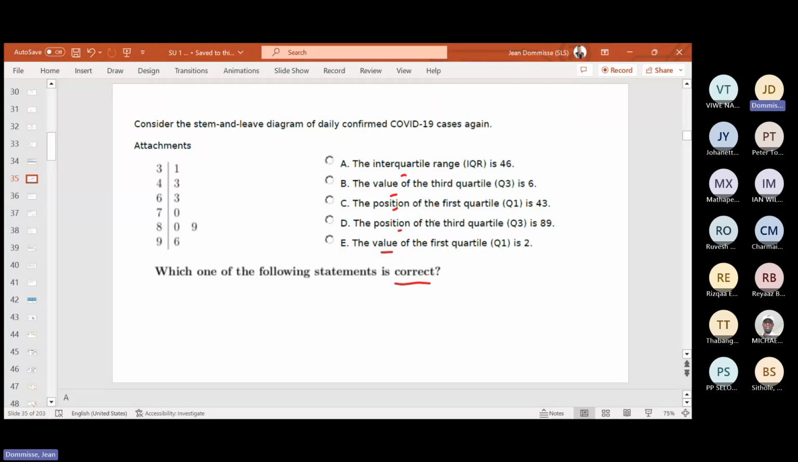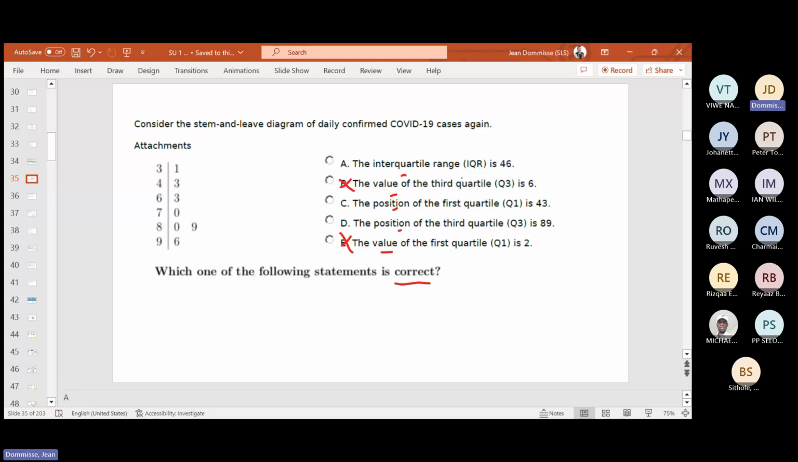Okay, so let's look at those values, because automatically it seems like the values for me are wrong. So the value of the first quartile, well, it can't be 2. The smallest value is 31, so it just can't be 2. The value of the third quartile can also not be 6, because your smallest number is 51, so definitely also not 6. So at least without working out anything, we could eliminate 2 options already.